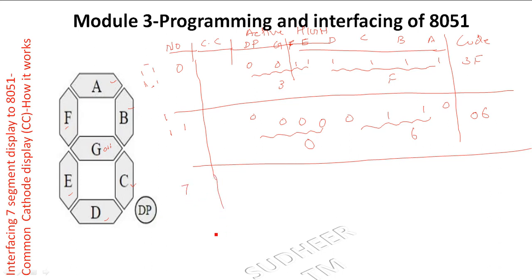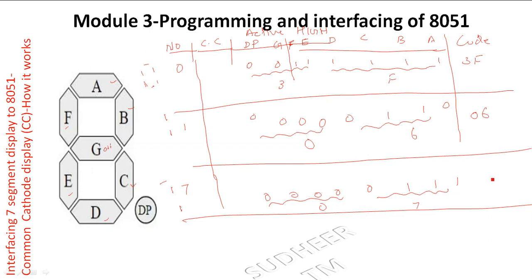Okay, then 7. How can you show 7? By turning on A, B and C. So for 7 we will turn on A, then B, then C. Remaining all LEDs must be in the off condition. So A, B and C only on. So A is 1, B is 1, C is 1, remaining is 0. Okay, so this represents 0, this represents 7. So 07 is the code for number 7.